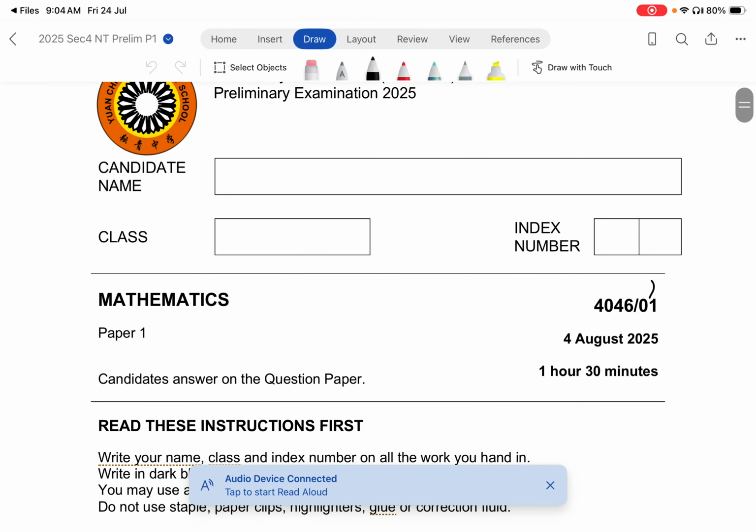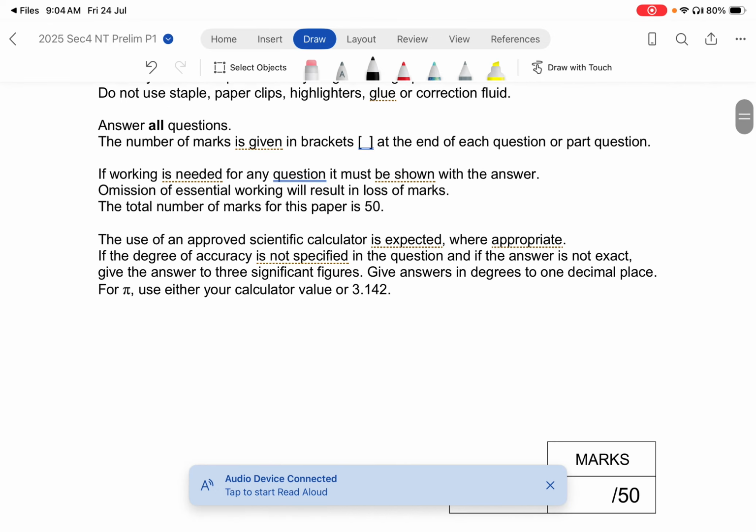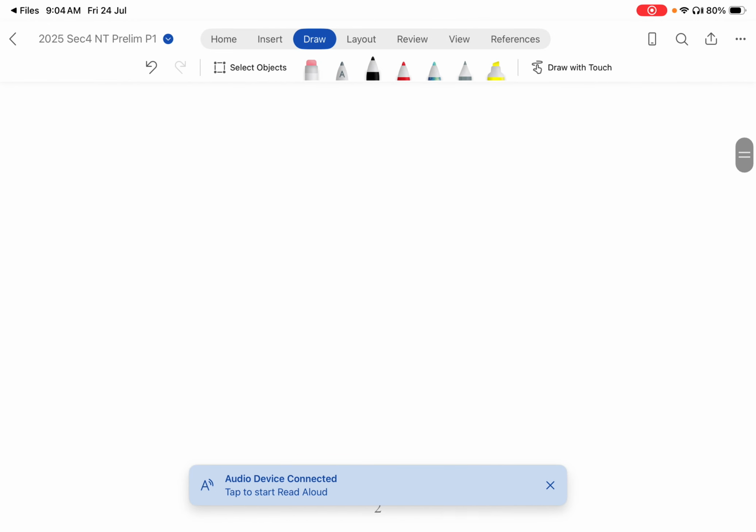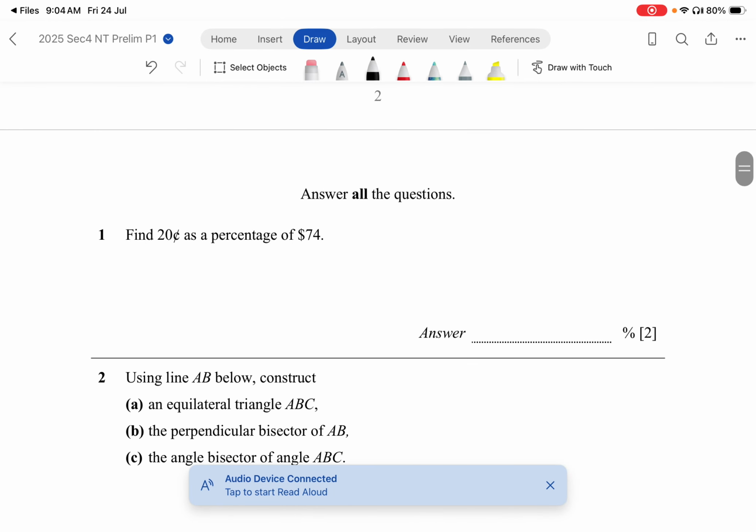Okay, let's do the last year prelim paper 1. Let's go through this paper, the one we did yesterday in class. So this one.